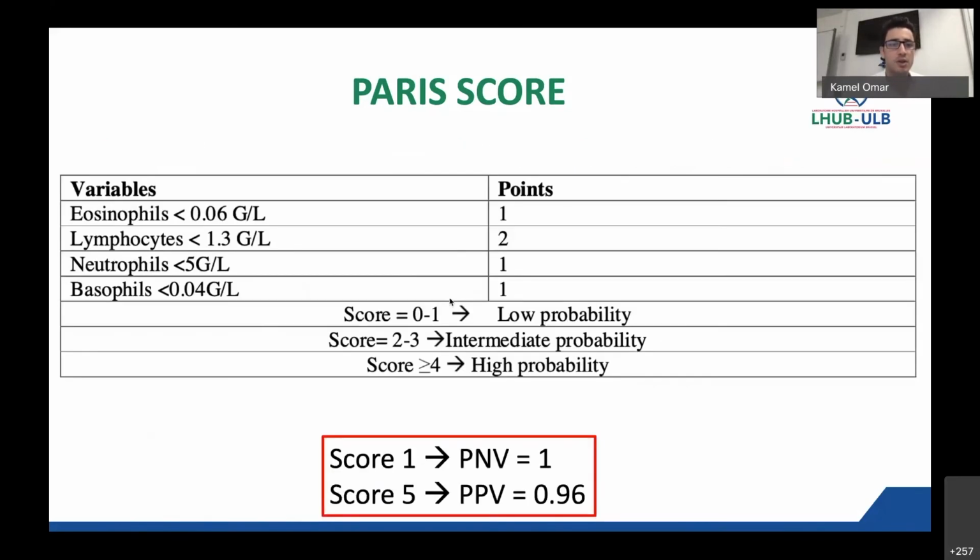And so the Paris score uses easily accessible variables that we can find with the complete blood count, and following the odds ratio, they assigned points to those variables. And so when the patient had a score of 0 or 1, he was at a low probability of having the infection. When he had a score above 4, he had a high probability. And a score of 1 had been linked to a negative predictive value of 1, and the score of 5 was linked to a positive predictive value of 0.96.